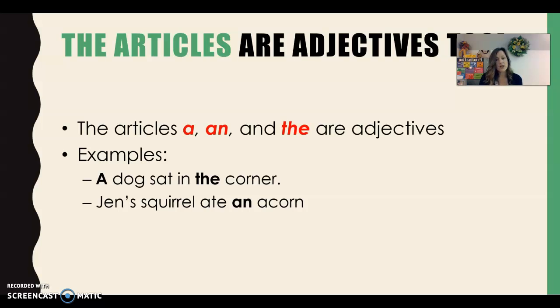So, there's going to be some practice that you're going to do with trying to figure out what adjectives are answering what question. So just take your time and use your organizer to help you.